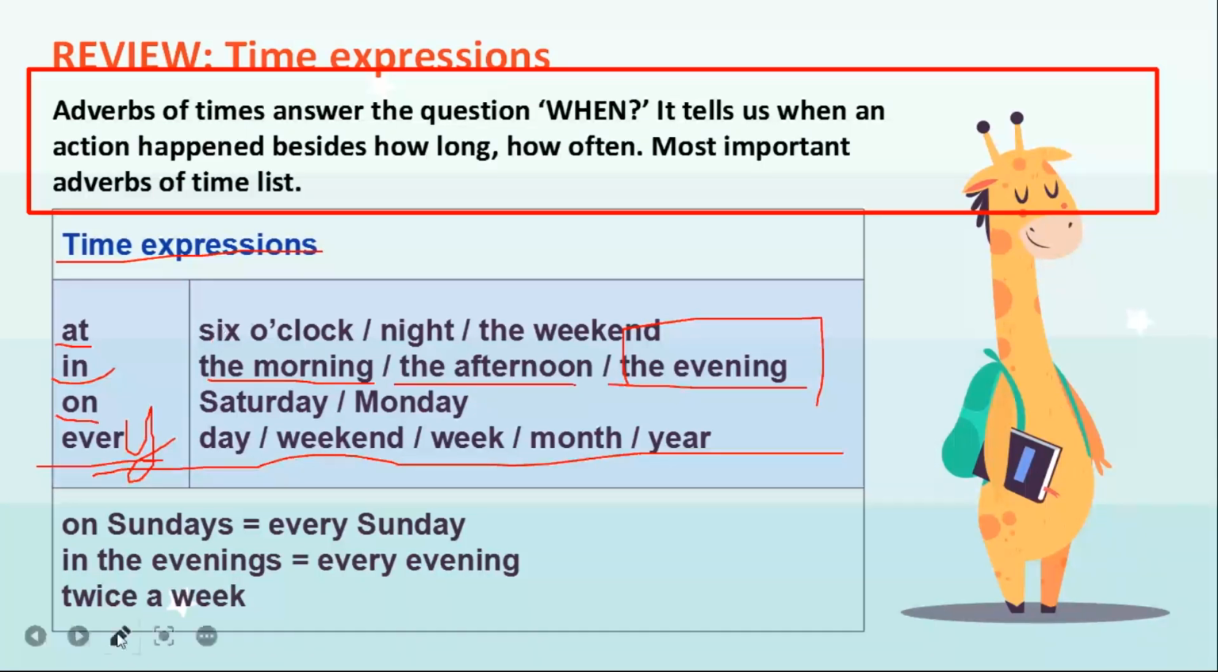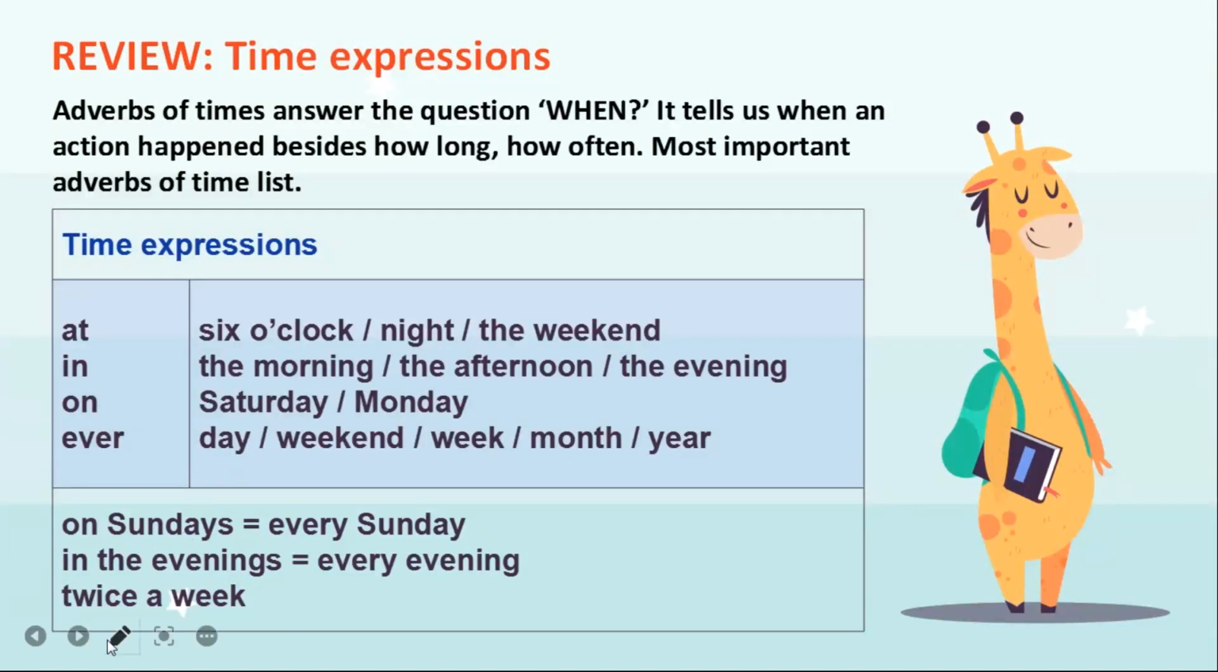So we have four time expressions. Can you tell me the four time expressions that we learned? We have on Sunday, every Sunday, in the evening, every evening, twice a week. Okay, so we learned four time expressions: at, in, on, and every. So now, Kim, I want you to answer my question using at, in, on, and every.